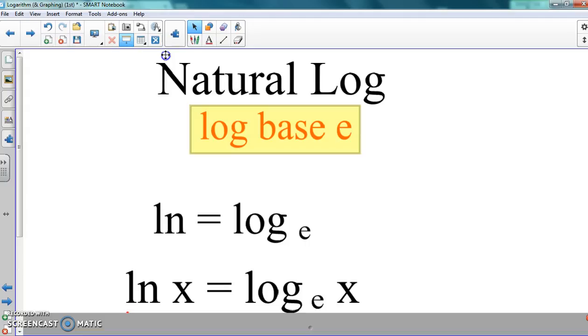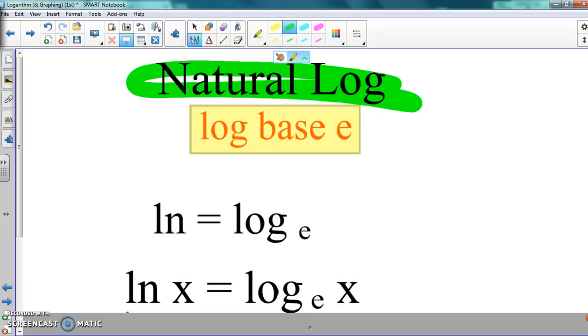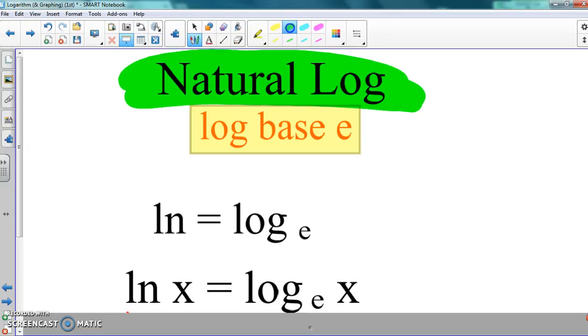Now, with this, there is actually another vocabulary word here. Natural log is a vocabulary word. I'm going to highlight this really quickly. So, natural log is a vocabulary word. New vocabulary. Now, with that, natural log just means log base E. It just means log base E. That's it. That's simple, short, quick, to the point.